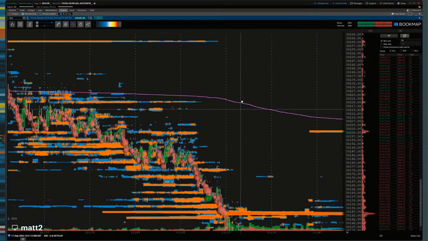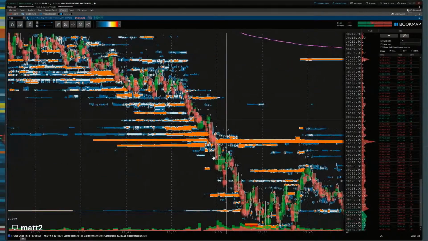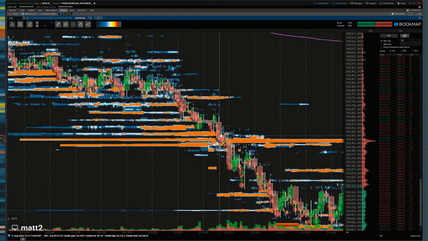This would be a breakout, right? This liquidity is sitting here, resting, resting, resting. We eat it with some big red volume bubbles, stay below, and then it immediately comes right back in above. That would be a breakdown.